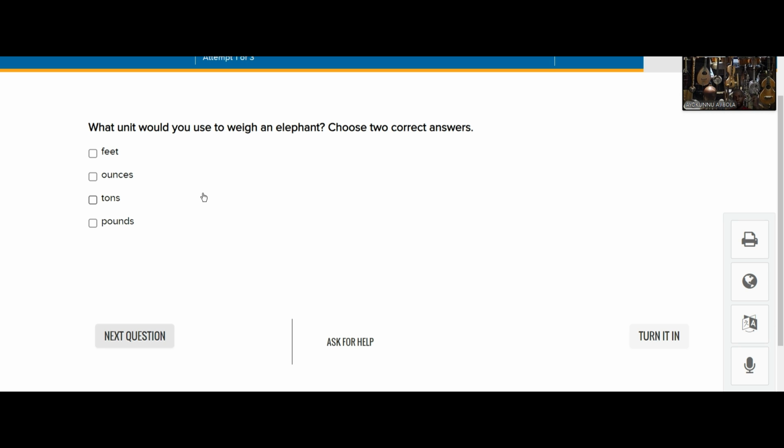So what unit would you use to weigh an elephant? This is the next one. If you're ready, Miggy. Choose two correct answers. You cannot use feet, and ounces are too small, so you can use tons or pounds. Okay.